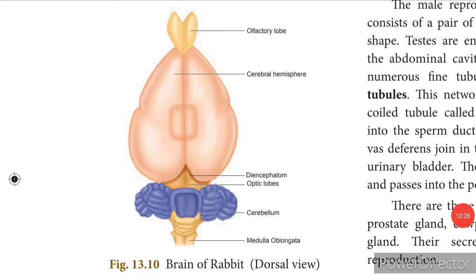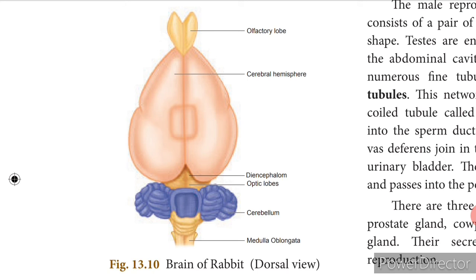Next, we'll see the nervous system in rabbit. The nervous system in rabbit consists of the central nervous system, peripheral nervous system, and autonomic nervous system. The central nervous system consists of the brain and the spinal cord. The peripheral nervous system consists of 12 pairs of cranial nerves and 37 pairs of spinal nerves. The autonomic nervous system contains the sympathetic and parasympathetic nerves.